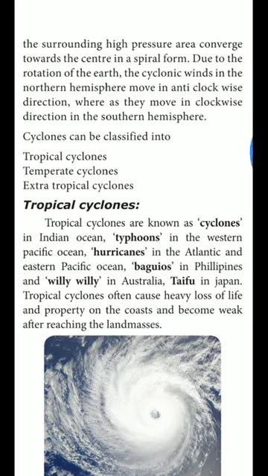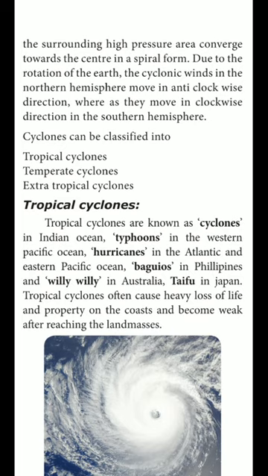Here, tropical cyclones are known by different names in different countries. Okay, so in the Indian Ocean, how was it named? It was named as cyclone. Please listen carefully. Sometimes they may ask one word from this. How was this tropical cyclone named in different oceans? In the Indian Ocean, it is named as cyclone. In the Western Pacific Ocean, it is named as typhoons. And in the Atlantic and Eastern Pacific Ocean, it is named as hurricanes. In the Philippines, it is named as Bagyas. In Australia, it is named as Willy Willy. And in Japan, it is named as typhoon.